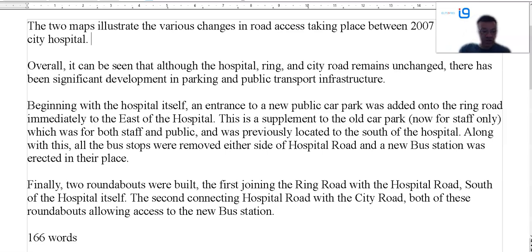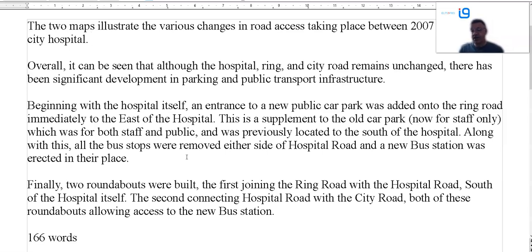Okay? So, beginning with the hospital itself, an entrance to a new public car park was added onto the ring road immediately to the east of the hospital. To the east. A supplement to the old car park, now for staff only, previously located to the south. Along with this, all the bus stops were removed, and a new bus station was erected.